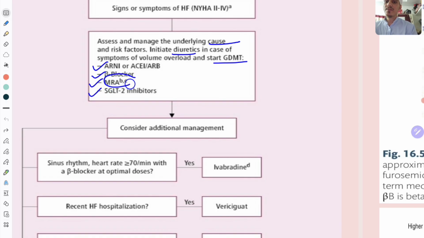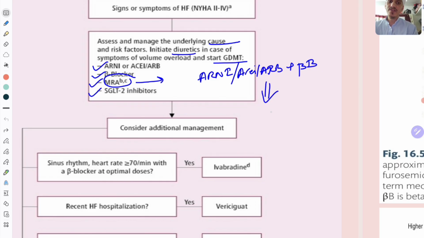MRA should be used when the patient, even after using ARNI or ACE inhibitor or ARB plus beta blocker, still has symptoms or the ejection fraction is not improving. Then you should use a mineralocorticoid receptor antagonist. Okay, and in all patients you should use SGLT2 inhibitors.